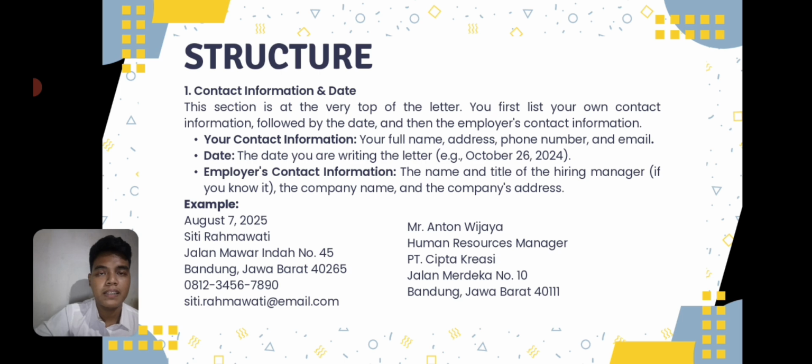First, you have the contact information and date. This section is at the very top of the letter. You first list your own contact information, followed by the date, and then the employer's contact information. Your contact information is your full name, address, phone number, and email, and the date is when you are writing the letter. Employer contact information is the name and the title of the hiring manager, if you know it, the company name, and the company address.